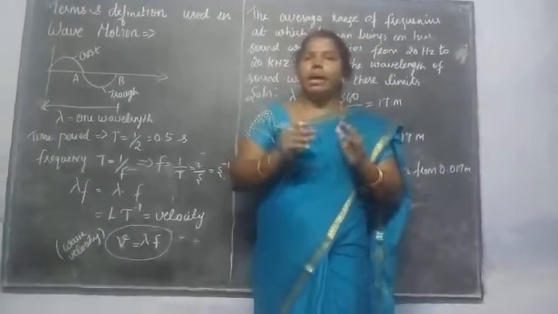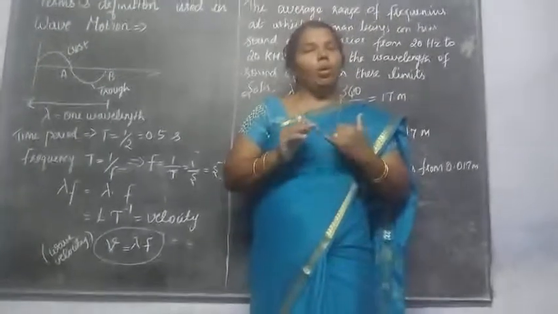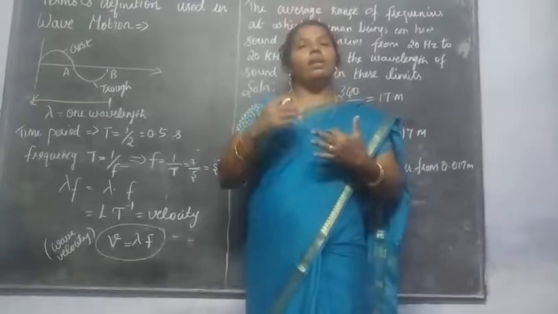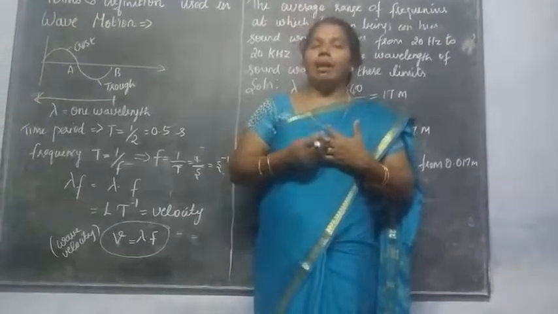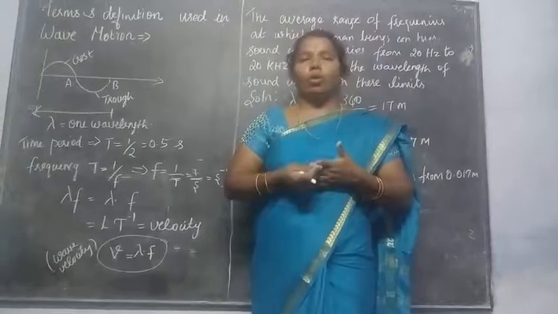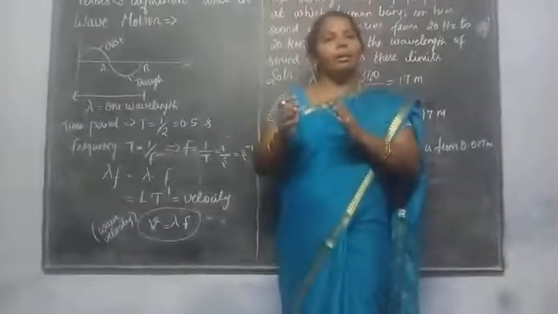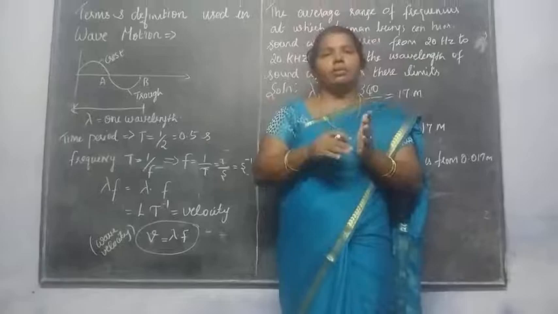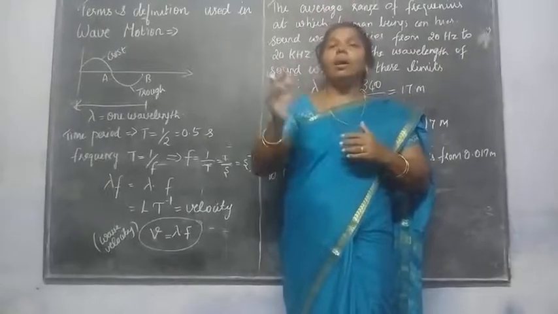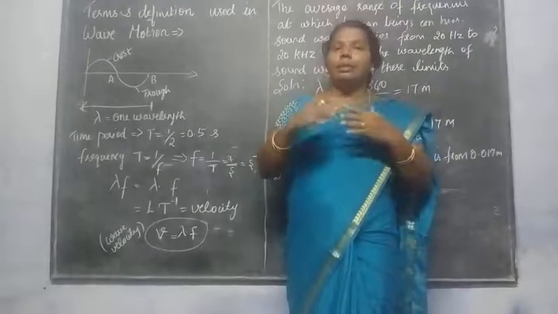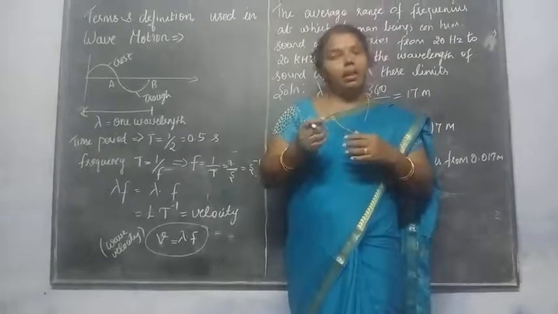In last classes we have discussed waves. What are waves, what are the characteristics, and what are the different types of waves: transverse waves and longitudinal waves. In a transverse wave, the constituent particles move perpendicular to the mean position, and in a longitudinal wave, it is parallel to the mean position. So these are the things we have discussed in the last classes.